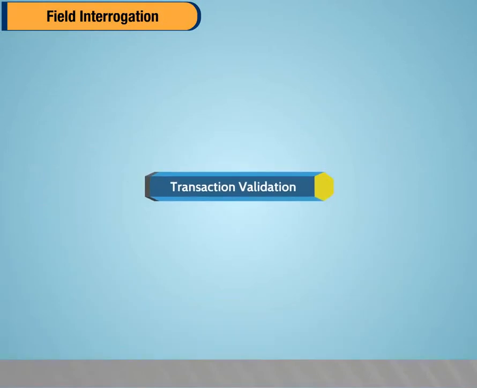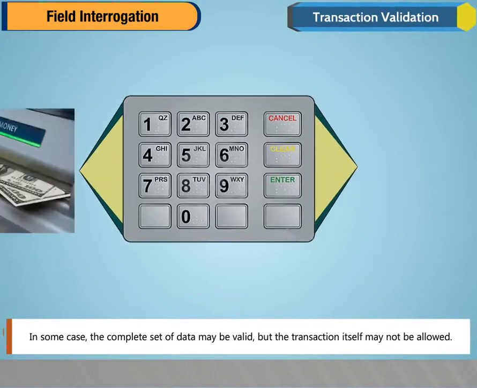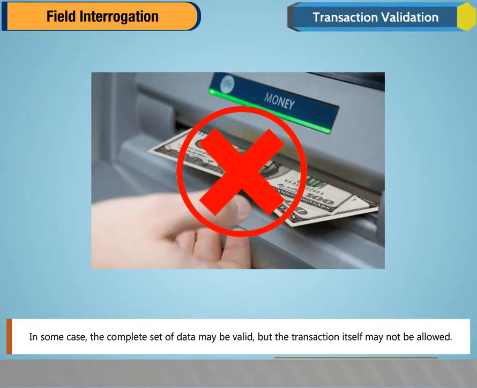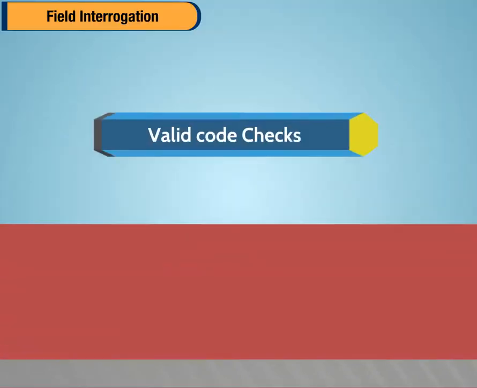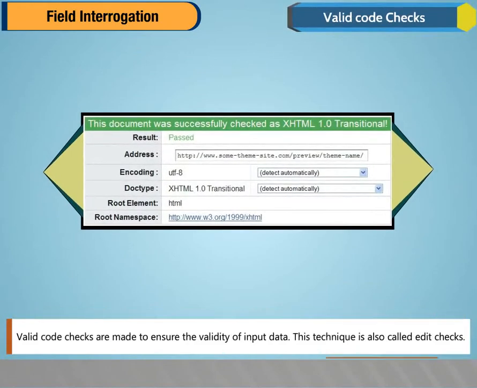Transaction validation. In some cases, the complete set of data may be valid, but the transaction itself may not be allowed. Valid code checks. Valid code checks are made to ensure the validity of input data. This technique is also called edit checks.